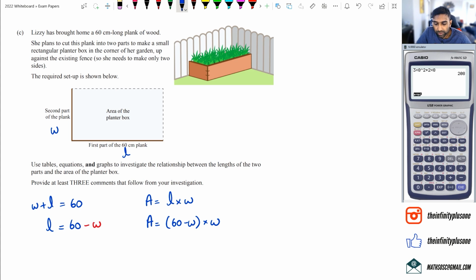Now from here, what we can do is start looking at it. I mean, you can make a table for this. They do say use tables, equations, and graphs to investigate. So you have to actually use all three, which kind of sucks, but to be honest, the table should show the relationship between the two lengths of wood and their area. So they're looking for a minimum of 2, I guess.